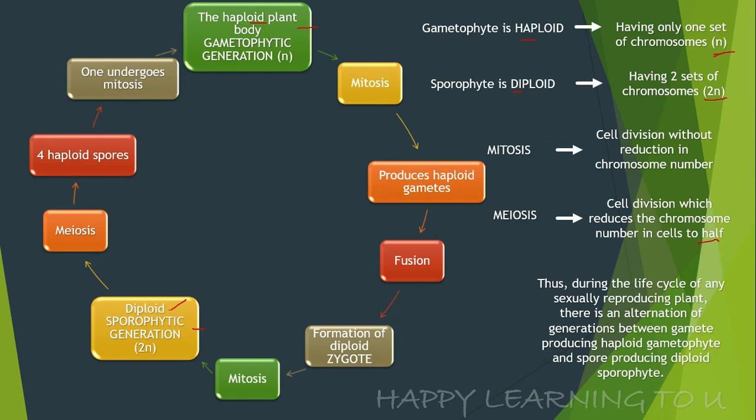So here the haploid gametophyte, haploid meaning one set of chromosomes, undergoes mitosis. In mitosis the chromosome number remains intact. So it will produce gametes. It is a gametophyte which will produce gametes. Now these gametes will be haploid or diploid? It is haploid. Why? Because it has undergone mitosis. Mitosis does not reduce the chromosome number, it remains the same. So the haploid gametophyte produces haploid gametes, which then fuse to form a diploid zygote. So this zygote is diploid, which means it is having 2 sets of chromosomes.